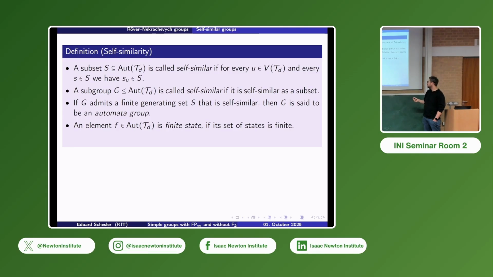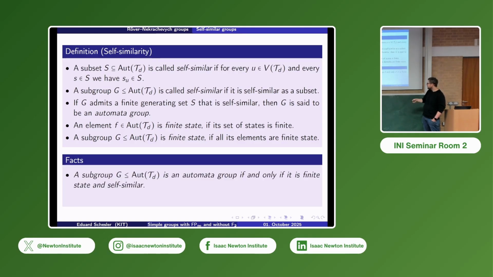Okay, then there is a notion of finite state, which means that for a given element of the automorphism group, its set of states is finite. Similarly, a group is finite state if all of its elements are finite state. So if a group is an automata group, it is self-similar and all of its elements are finite state. But neither do finite state groups necessarily have to be automata groups, nor the other way around. But if one combines finite state and self-similarity, then this is exactly what automata groups are, as an easy exercise.